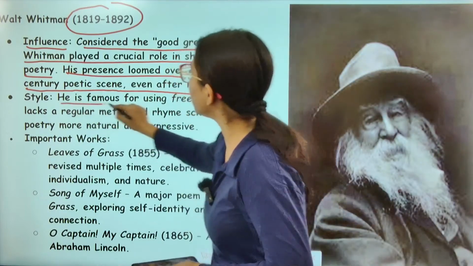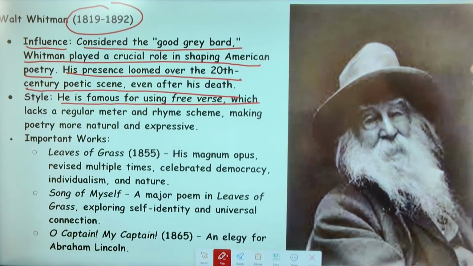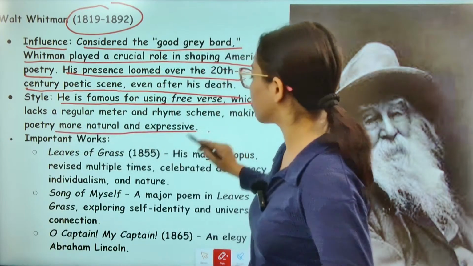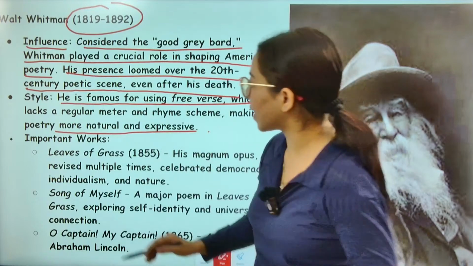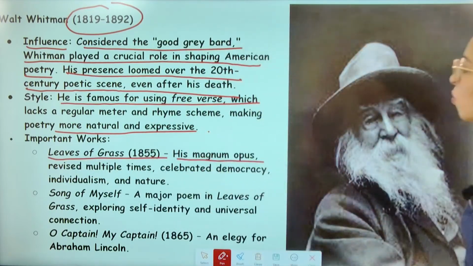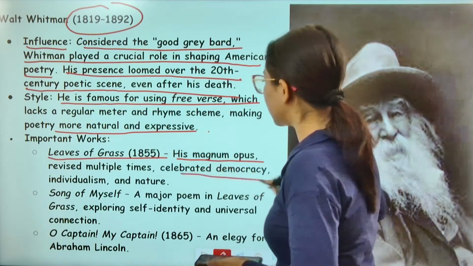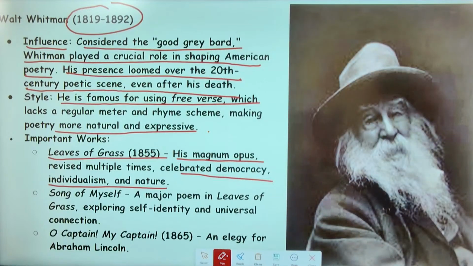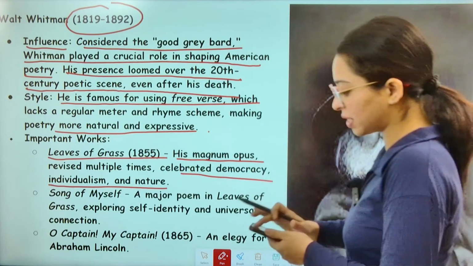Style: he is famous for using free verse, which lacks a regular meter and rhyme scheme, making poetry more natural and expressive. What are his important works? Leaves of Grass, that is 1855. His magnum opus, revised multiple times, celebrated democracy, individualism, and nature. So Leaves of Grass, 1855, is a very, very important seminal work.